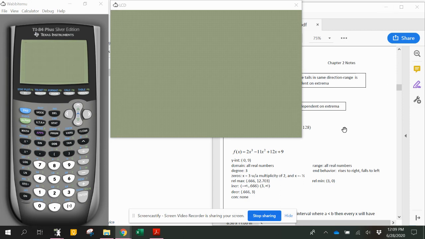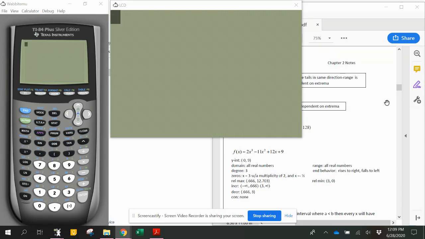Okay, so we are going to go over how to use the graphing calculator. TI-84 is what I'm using, but any TI should have pretty much the same steps to find the mins and maxes and maybe even the intercepts along the way.